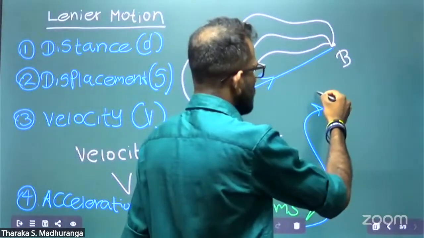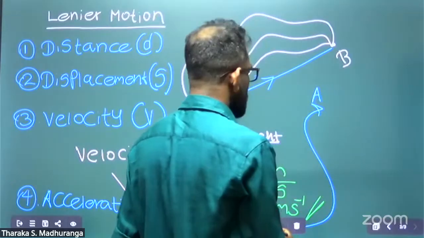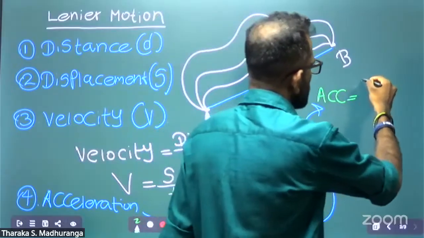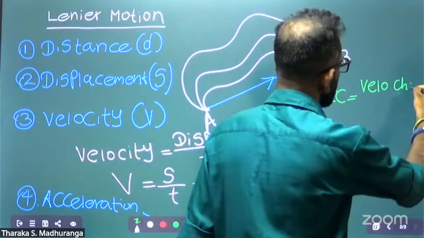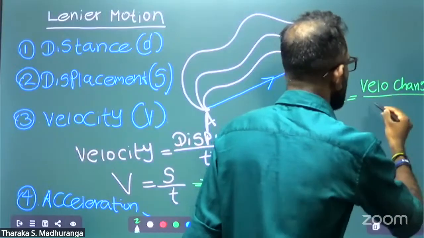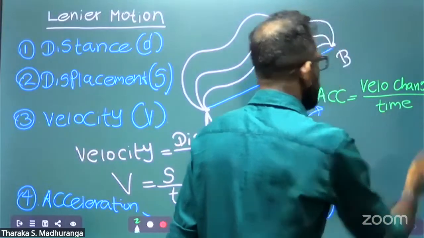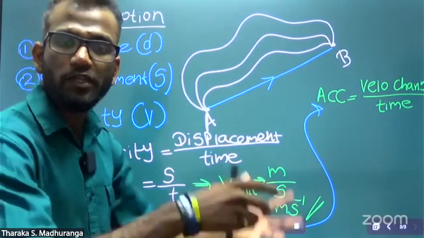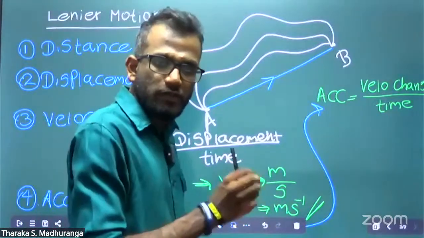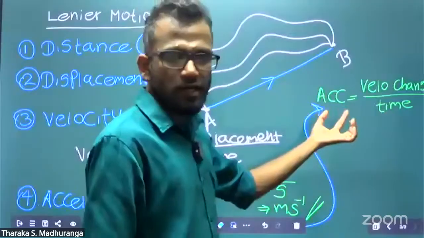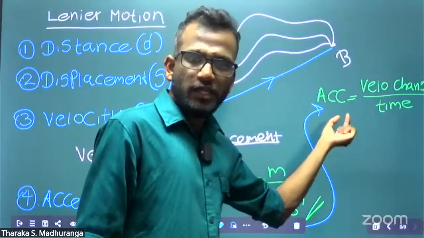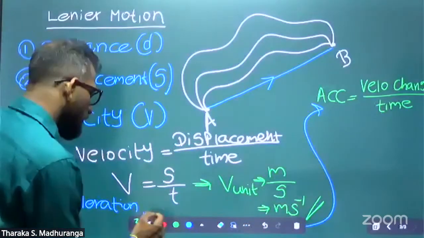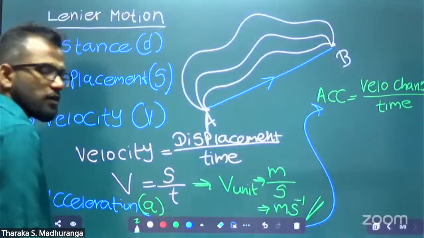Then acceleration equals velocity change divided by time, right? Velocity change divided by unit time. Remember, the velocity change within unit time, that is the acceleration. In symbols, the acceleration is simply a, remember.